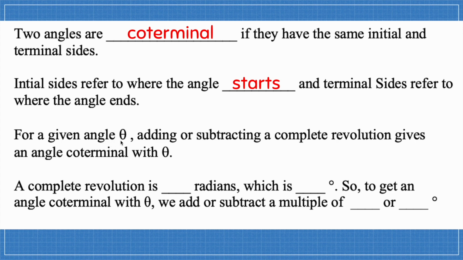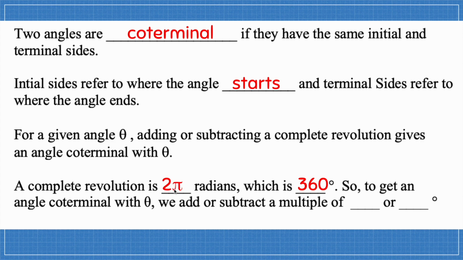So for a given angle, adding or subtracting a complete revolution gives an angle coterminal with theta, and this is the symbol for theta. It's an angle symbol. A complete revolution is 2 pi. So to go all the way around the circle, and we'll see the circle in just a moment again, is 2 pi radians, which is the same thing as 360 degrees, right? If I go all the way around the circle, it's 360 degrees. Well, if I do that in radians, it's just 2 pi.